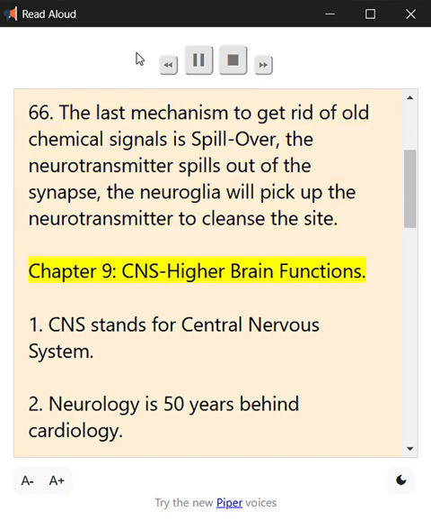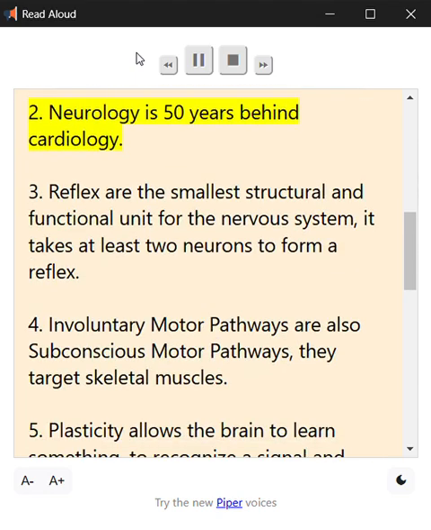Chapter 9. CNS Higher Brain Functions. 1. CNS stands for Central Nervous System. 2. Neurology is 50 years behind cardiology. 3. Reflexes are the smallest structural and functional unit of the nervous system. It takes at least 2 neurons to form a reflex.